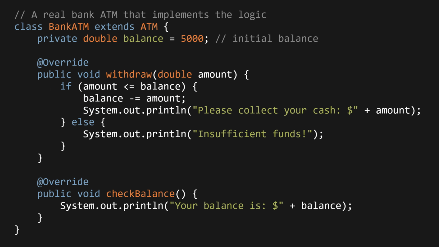Class BankATM extends ATM, private double balance = 5000, @Override public void withdraw(double amount). If amount is less than or equal to balance, balance -= amount, System.out.println("Please collect your cash $" + amount), else System.out.println("Insufficient funds"). @Override public void checkBalance(), System.out.println("Your balance is $" + balance).